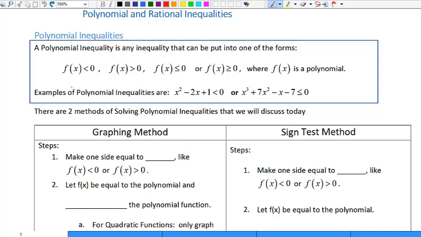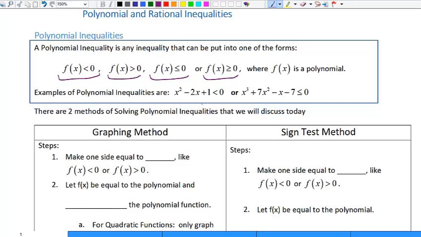Today's lesson is on polynomial and rational inequalities. A polynomial inequality is any inequality that can be put into one of these forms: f of x is less than 0, f of x is greater than 0, f of x is less than or equal to 0, or f of x is greater than or equal to 0, where f of x is any polynomial. Here are two examples.